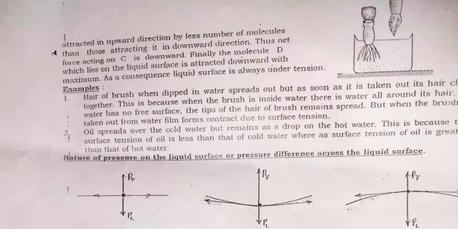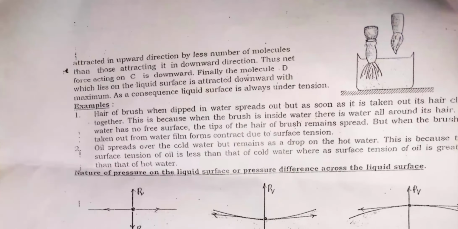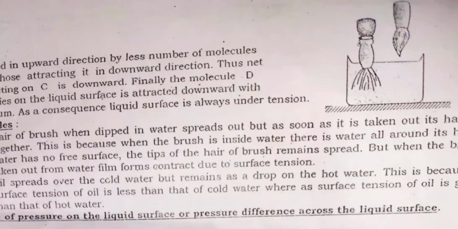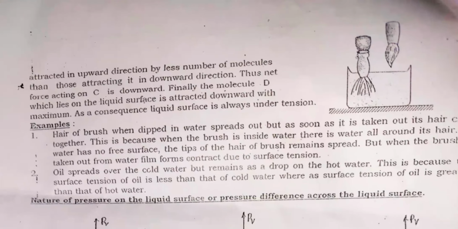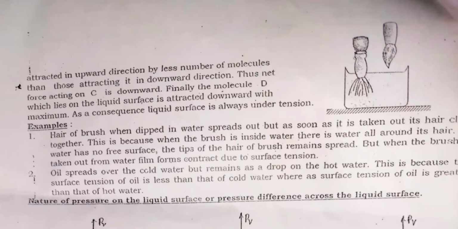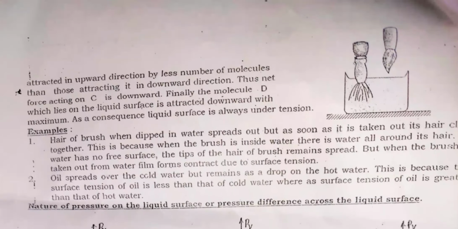The first example is a hairbrush. If you see in the picture, a hairbrush means the paint brush. The hair of that brush, when dipped in water, spreads out. But as soon as it is taken out, what is going to happen? They will all cling to each other. This is because when the brush is inside the water, there is water all around its hair. It has no free surface. The tips of the hair remain spread, but when the brush is taken out of the water, the film forms and contracts due to surface tension.